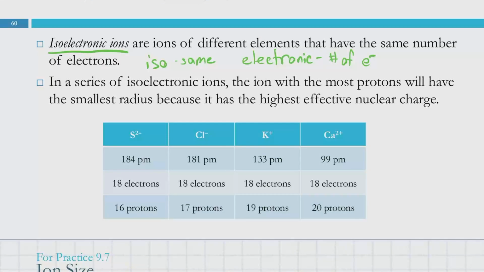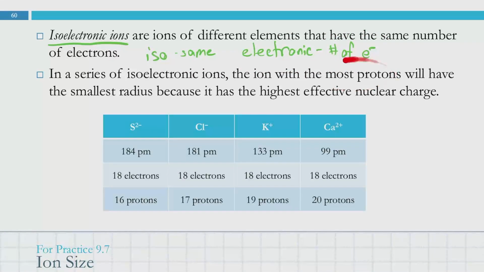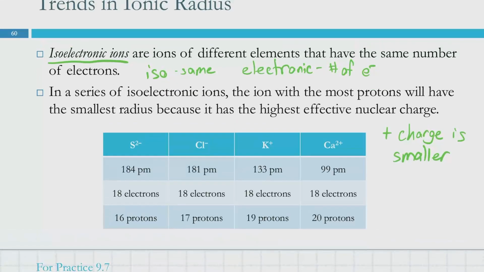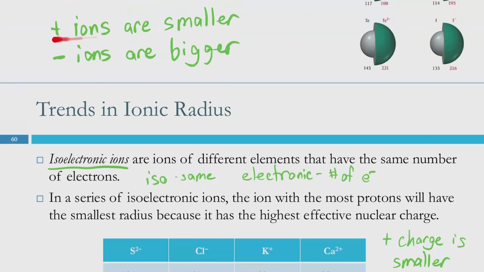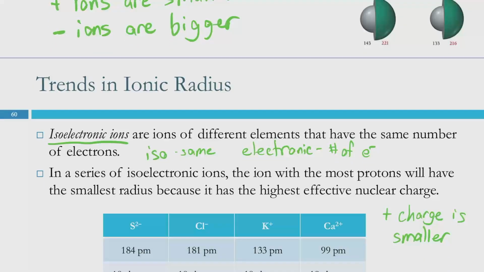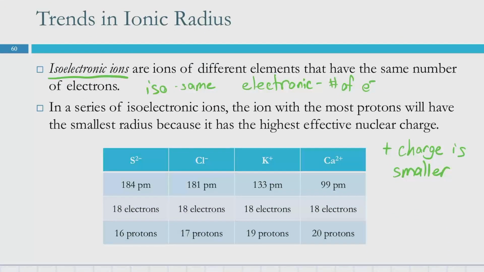And because they have the same number of electrons, the one with more protons is going to have the highest effective nuclear charge, and so it's going to have the smallest radius. This sort of fits with our trend for ions just from the previous slide. Positive ions are smaller, negative ions are bigger. This also works for our isoelectronic series.